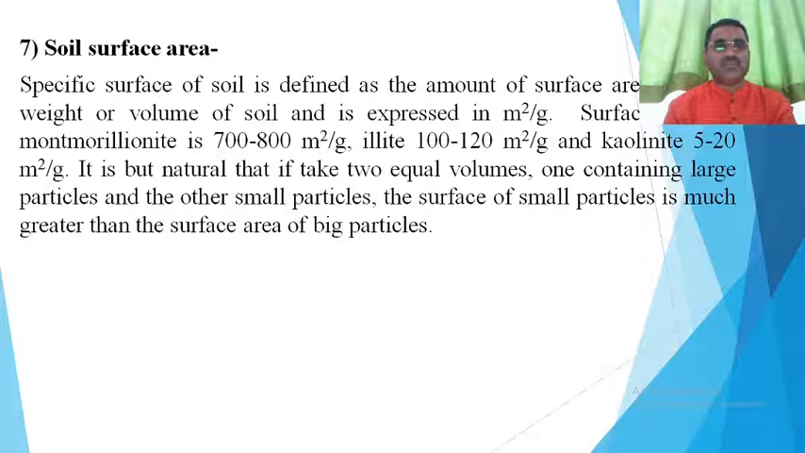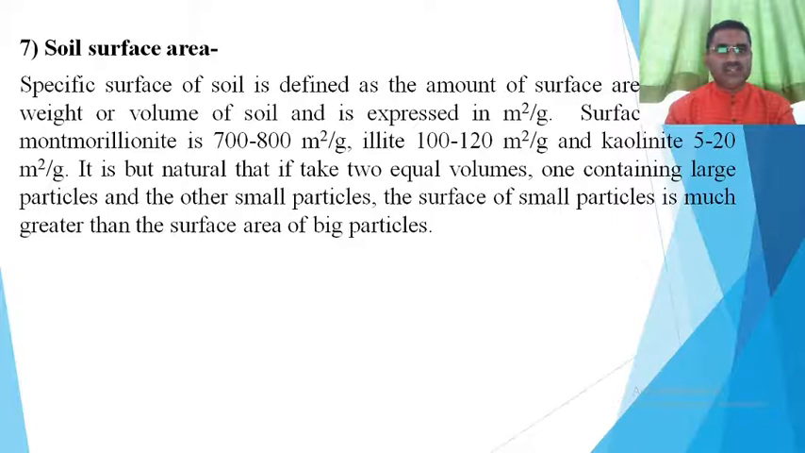And the last characteristic of the soil is soil surface area. Specific surface of a soil is defined as the amount of surface area per unit weight or volume of soil and is expressed in square meters per gram. Surface area of montmorillonite is 700 to 800 square meters per gram, illite 100 to 120 square meters per gram, and kaolinite 5 to 20 square meters per gram.